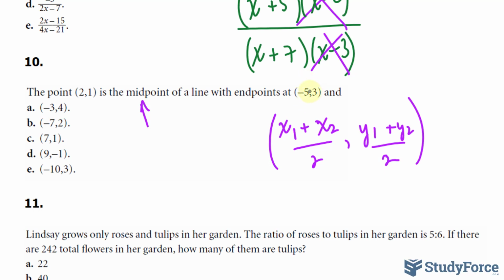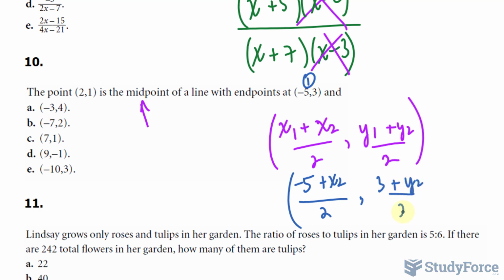If we set this as our first point, then we have negative 5 plus x sub 2 over 2, and this will be 3 plus y sub 2 over 2. Individually, I'll take this coordinate, the x-coordinate, negative 5 plus x sub 2 over 2, and set it equal to 2. And solve for x sub 2.